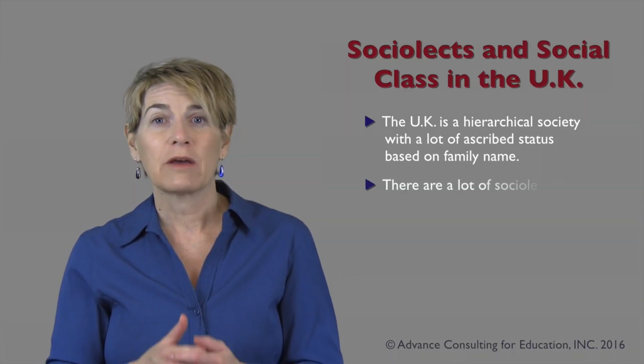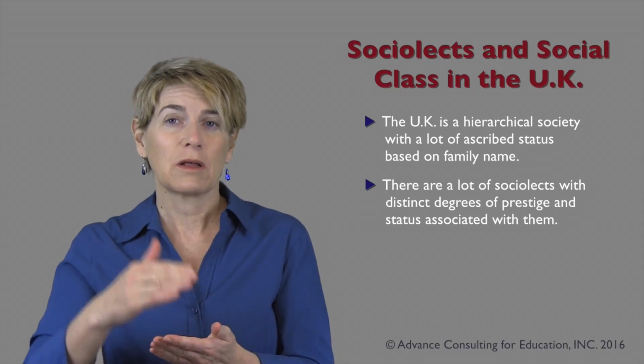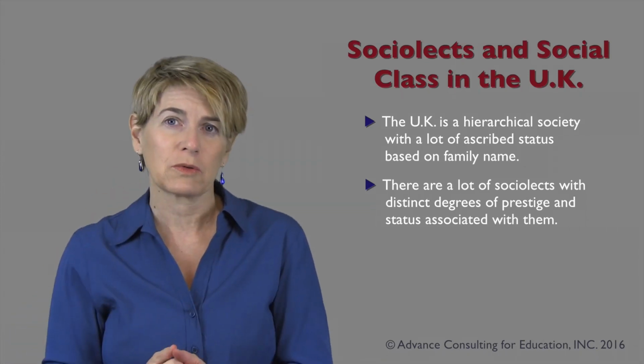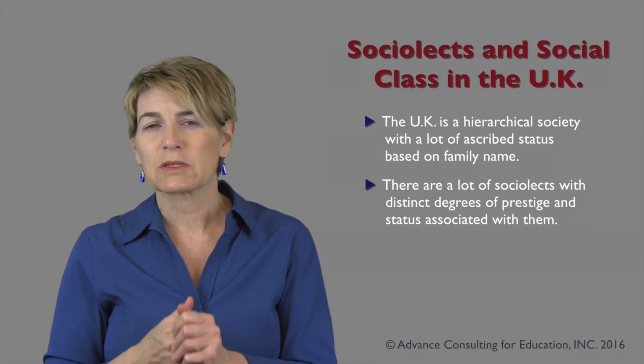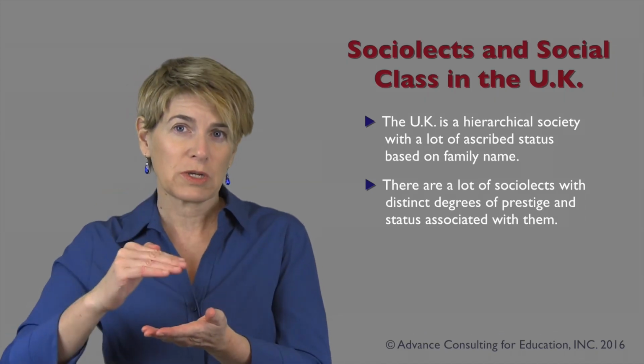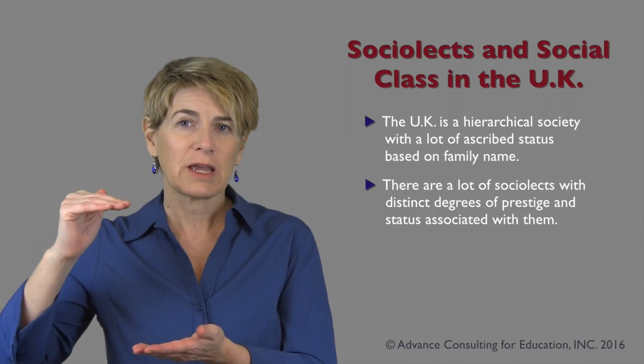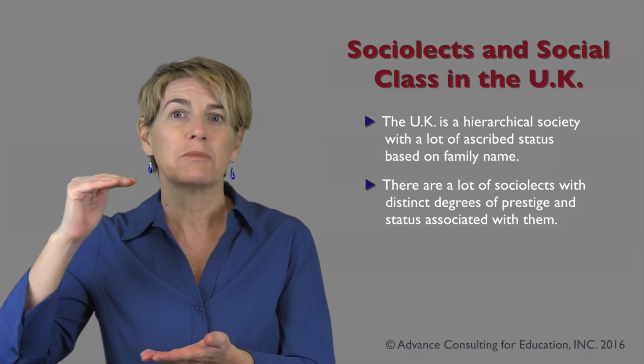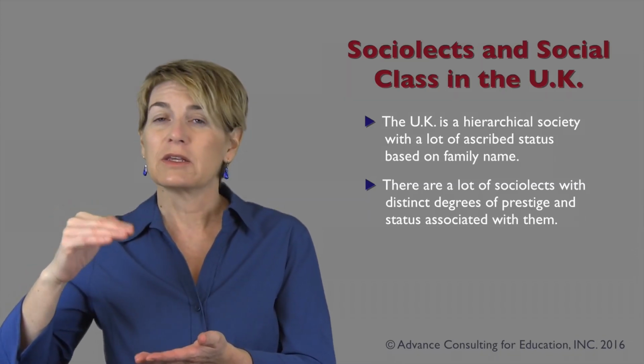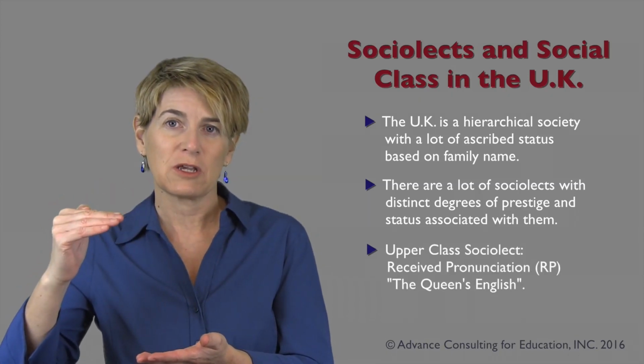So in the UK, we have a lot of sociolects and a lot of social classes and corresponding sociolects. And those sociolects have quite distinct degrees of prestige and status associated with them. So at the very high end, the sociolect that has the most prestige and the most status is RP, or received pronunciation.